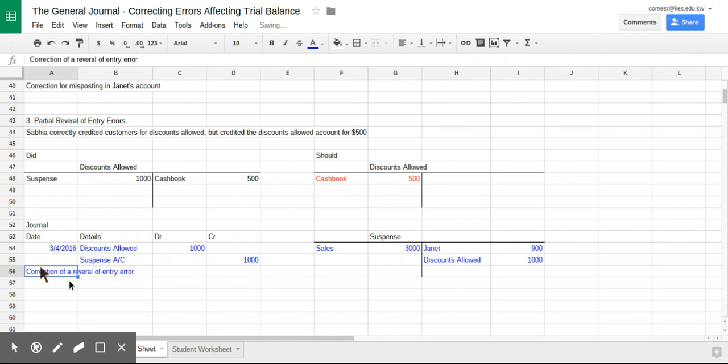Quick recap on the key things from a journal entry. Date, details of the account that you're going to make the entry in. Then separate columns for debit and credit entries in the journal. We normally put the debit entries in first when we write up a journal entry, and then the credit entries second. And there also needs to be a commentary.